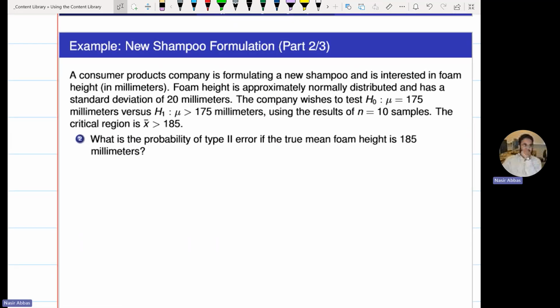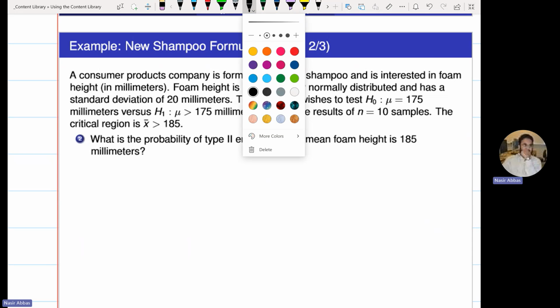Second question, same statement, but the question says, what is the probability of type 2 error if the true mean is 185? Now your H1 is true. Your true mean is 185. What is the expression for beta? Again, two things. You need to remember the probability expression for beta, and you need some knowledge from chapter 7. What is the expression for beta?